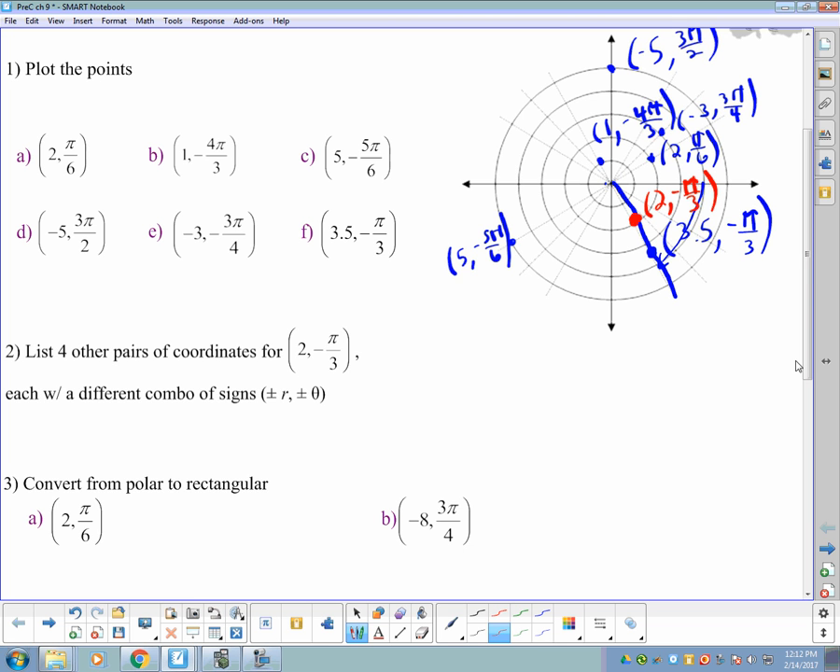Could you give me, and you can work with another student on this, 4 other pairs of coordinates where you just change the sign, say of r, maybe you keep the sign of r the same but change theta's sign. That will make you land at the same spot. Or change the sign of r and keep theta the same, or change the sign of r and change the sign of theta. So see if you can get 4 other pairs besides that one that are equivalent or will land you at that same spot. So go ahead and take just a couple minutes to do that right now and check with the person next to you.